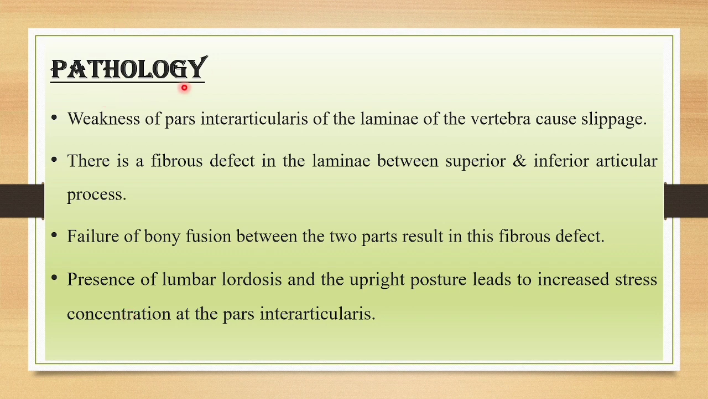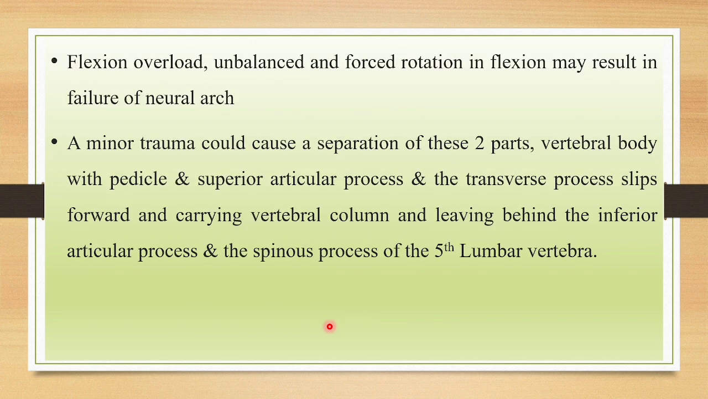So coming to the pathology, weakness of the pars interarticularis of the lamina of the vertebra causes the slippage. There is a fibrous defect in the lamina between the superior and inferior articular process. Failure of bony fusion between the two parts results in these fibrous defects, and the presence of lumbar lordosis and upright posture leads to increased stress concentration at the pars interarticularis. Flexion overload, imbalance, and forced rotation in flexion may result in failure of the neural arch. And minor trauma could cause a separation of these two parts, the vertebral body with pedicle, superior articular process, and the transverse process slips forward carrying the vertebral column, leaving behind the inferior articular process and the spinous process of the fifth lumbar vertebra.